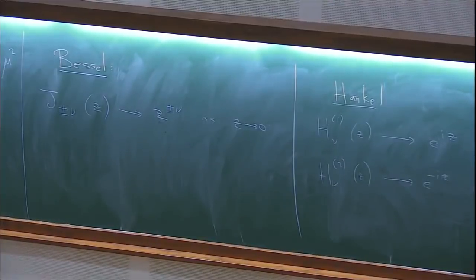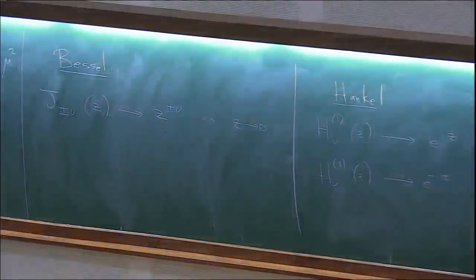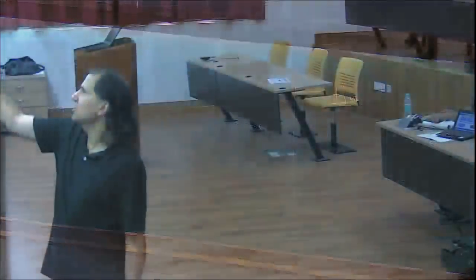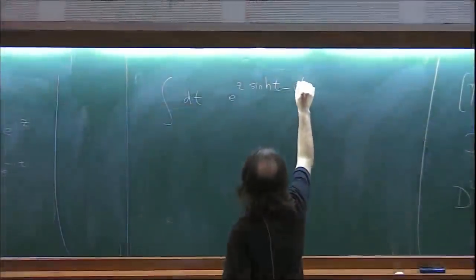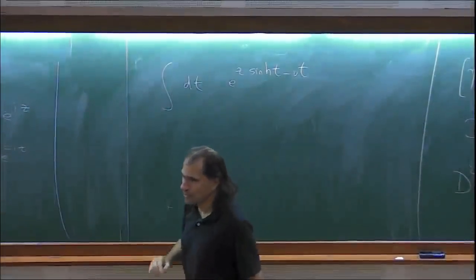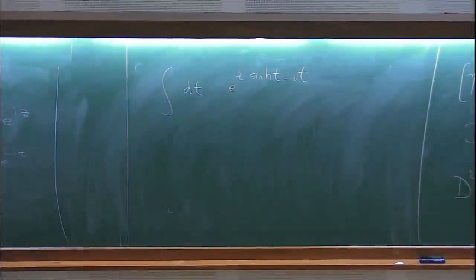And the reason this can happen is something slightly miraculous, which is that not only do these functions satisfy differential equations, they also have integral representations. Okay? And so, for instance, for Bessel functions, there's an integral representation that looks like this. Integral dt, e to the z sinh t minus nu t. And I'm deliberately not giving you a contour. I'm not telling you where to integrate it.